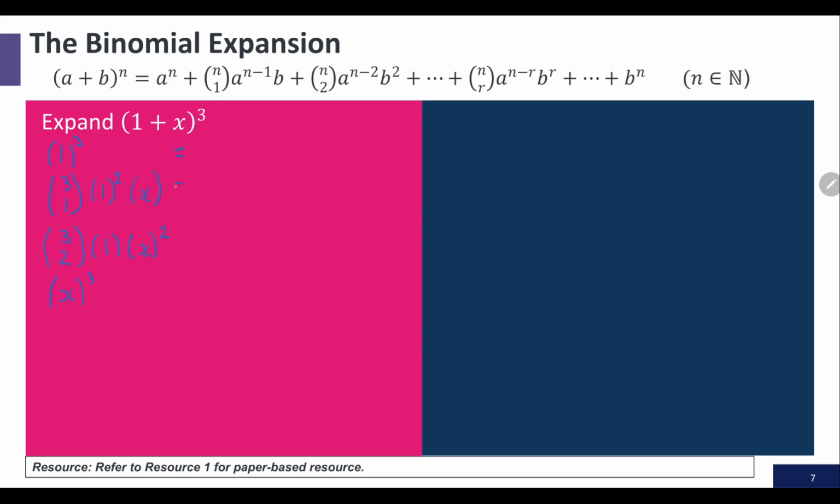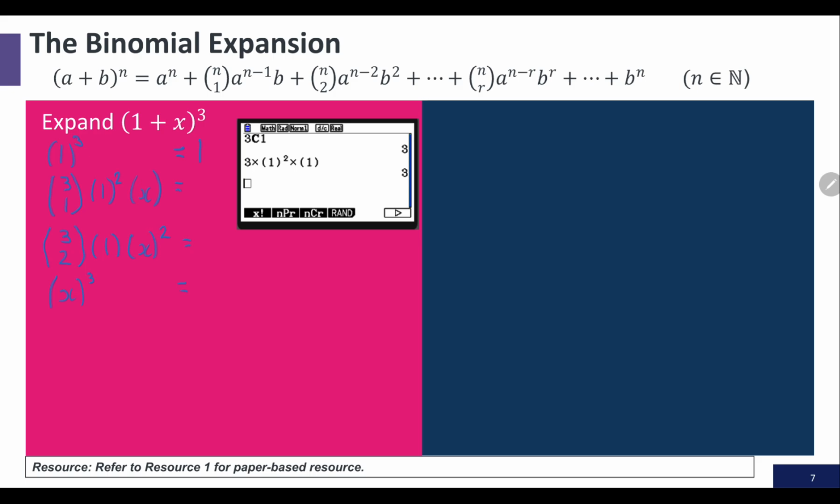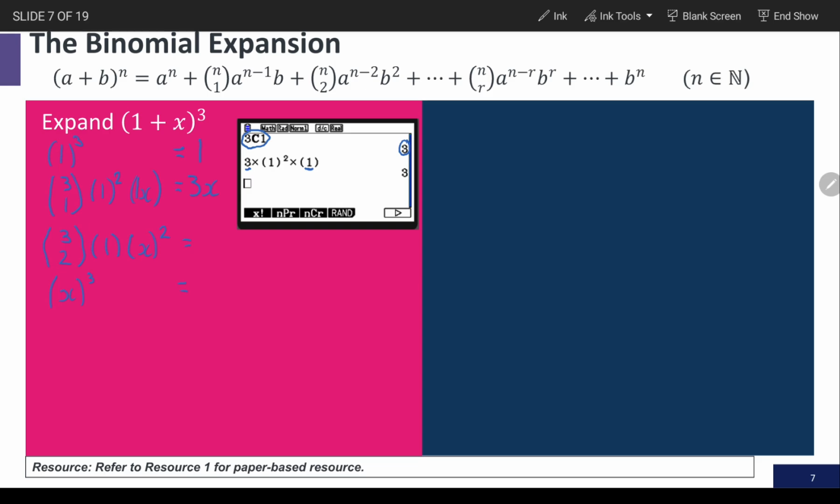So let's work them out. Okay, so 1 cubed is 1. And here's the next term. I've just shown this on the calculator. So this is the way I've typed it on my calculator. I've written in 3 choose 1, which is here, which is 3. And then I've taken that 3 and multiplied it by 1 squared, and then multiplied it by 1 because that's the number in front of x. X is also known as 1x. So that comes out as 3x. I'm just going to erase those bits there.